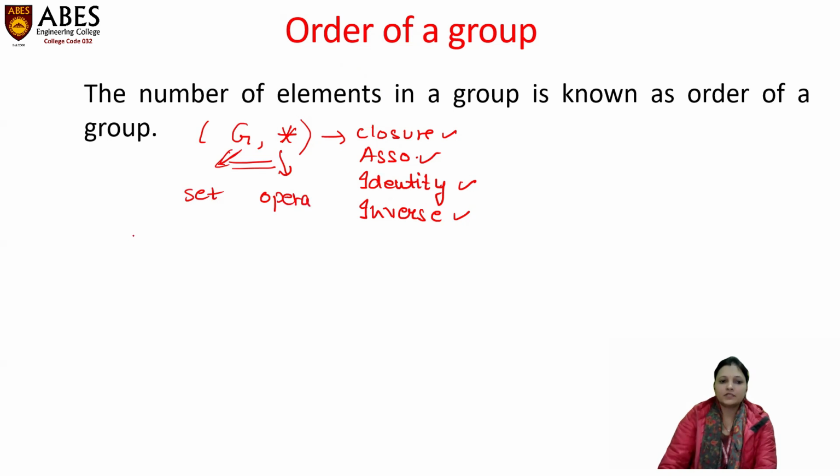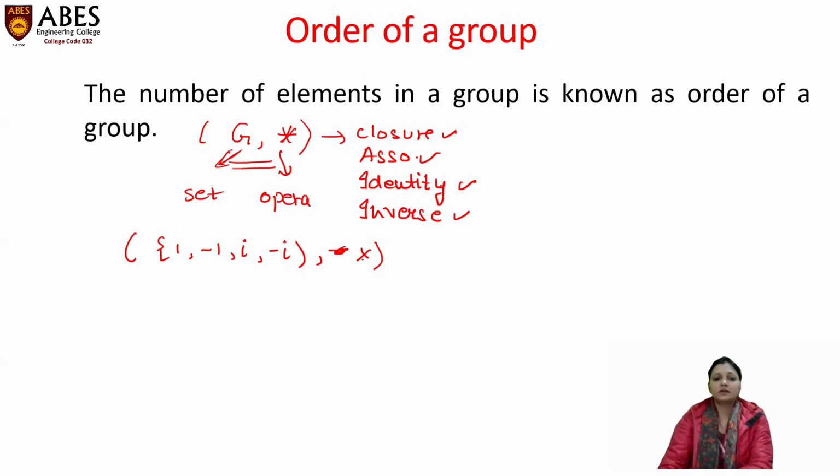For example, if we consider a group {1, -1}, this example is also discussed in last lectures. If we take the operator as the multiplication operator, then the order of this group will be the number of elements in this group. So here the order of this particular group is 4.